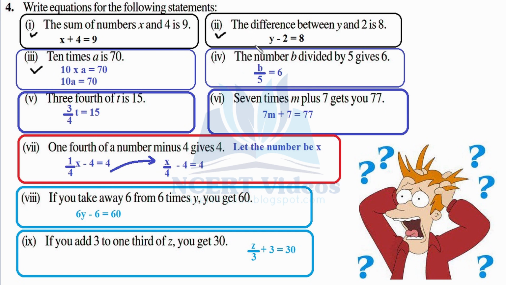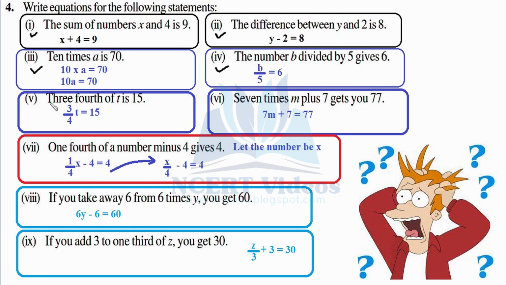Now division. Division is also like difference. You cannot write 5 upon b. So the number b is divided, when b is divided by 5, the word by means it will come as denominator. Whatever is written first is your numerator. So when b is divided by, it means upon sign. 5 gives or is the same thing, equal to 6. Therefore b upon 5 equals 6.